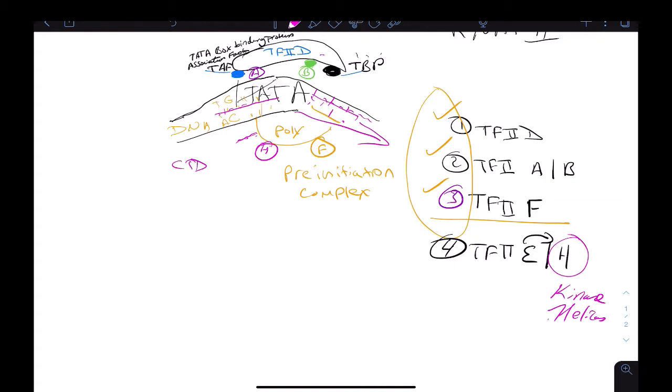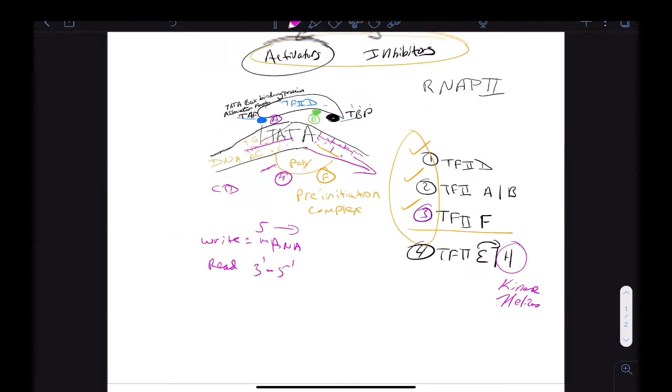It's going to move in a 5' to 3' direction. So this is going to be the mRNA, it goes from 5' to 3', and the DNA gets read. So you write 5 to 3, and you read down 3 to 5, 3 prime to 5 prime. The DNA gets read this way because remember, they're anti-parallel. So that is what is going on in terms of all these transcription factors. This is it, guys.